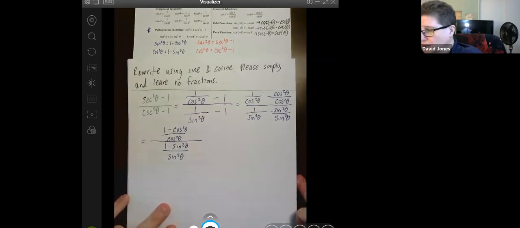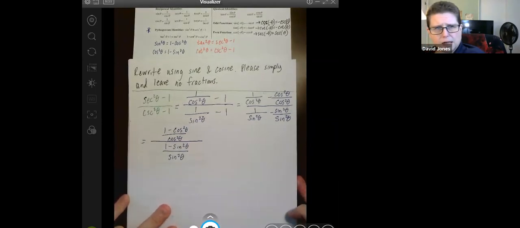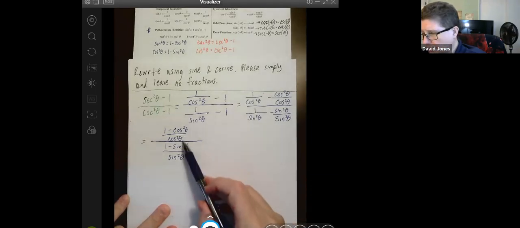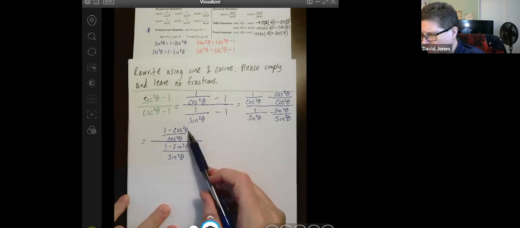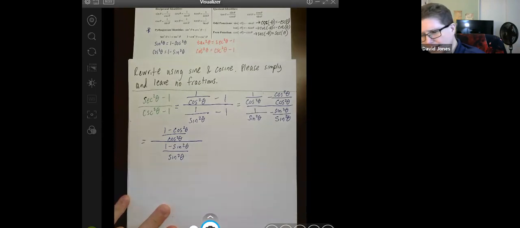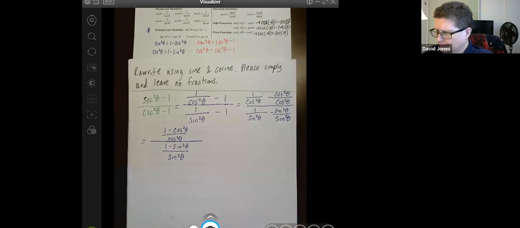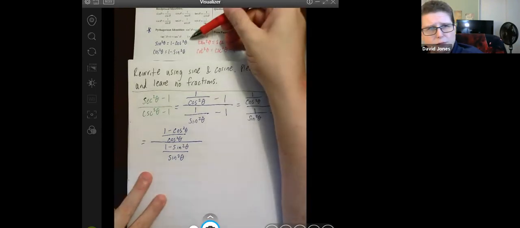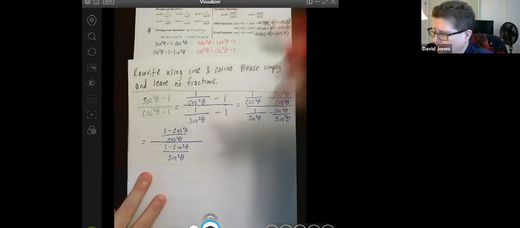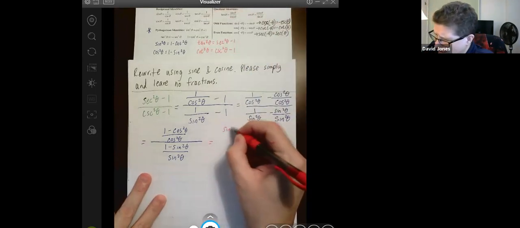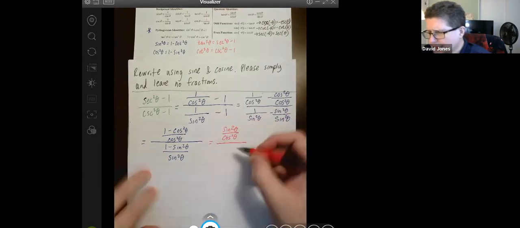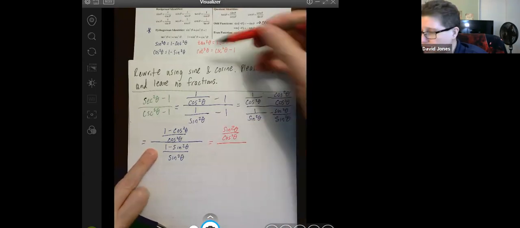We still have fractions. We don't want them. But look at this. Does that look familiar? When we see cosine squared theta and a 1, always check your Pythagorean identity. Does it simplify? Yes, it does. 1 minus cosine squared theta equals sine squared theta. So I can write this as sine squared theta over cosine squared theta. And the same thing with the 1 minus sine squared theta. It equals cosine squared theta.